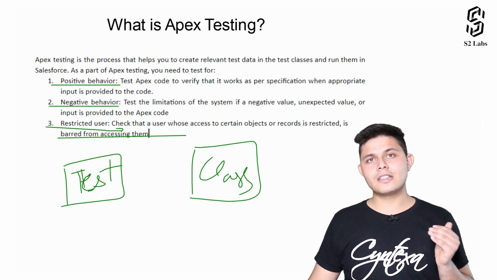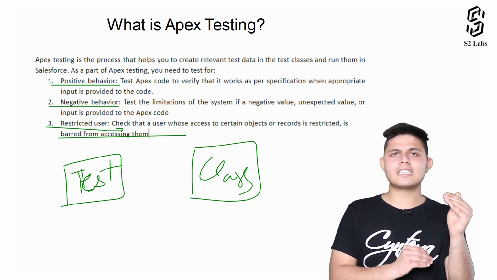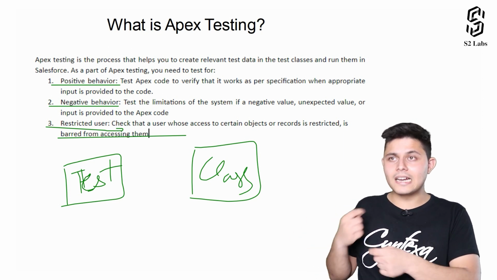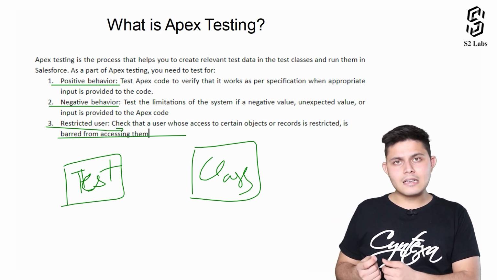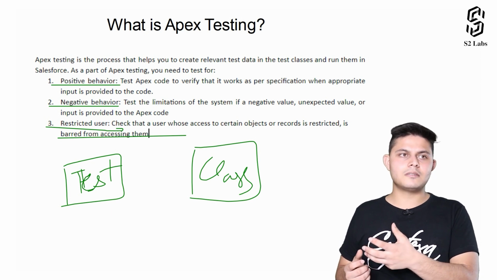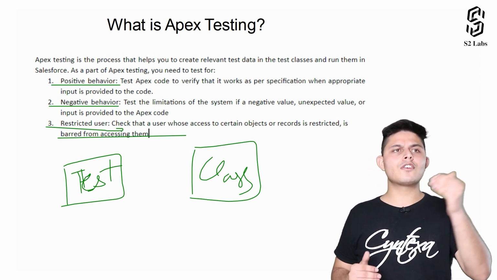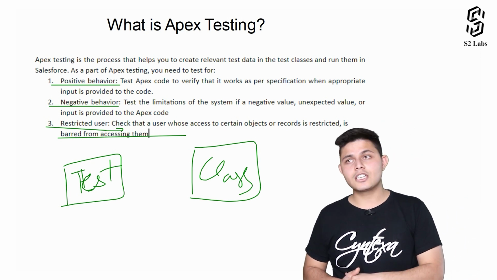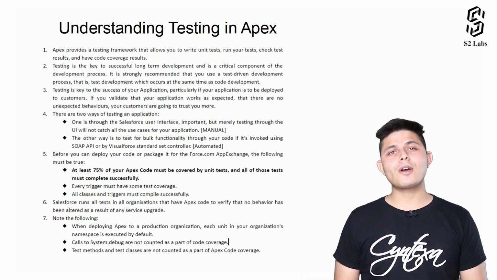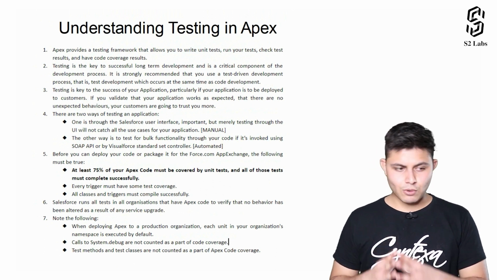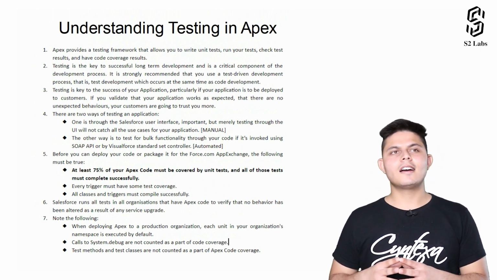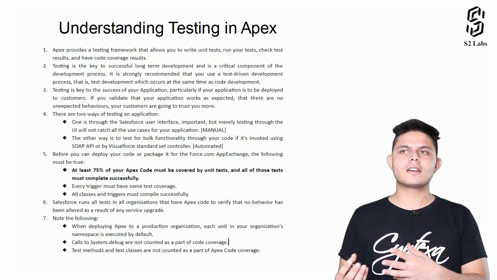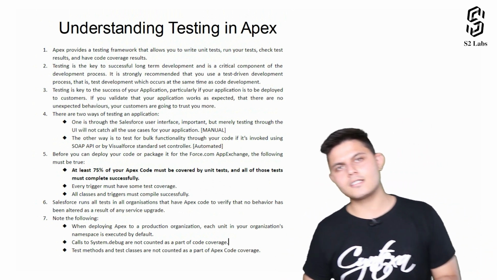This is something that should not happen, so you need to test for that as well. Whatever test cases get failed, you need to flag those test cases to the developer in order to update the code of the class, so that the code is working fine for all the positive test behaviors, all the negative test behaviors, as well as for the restricted users' access. Now there are some points related to Apex testing which we need to understand before moving ahead and creating our own test class for a class, or creating our own unit test cases. Let's have a look.